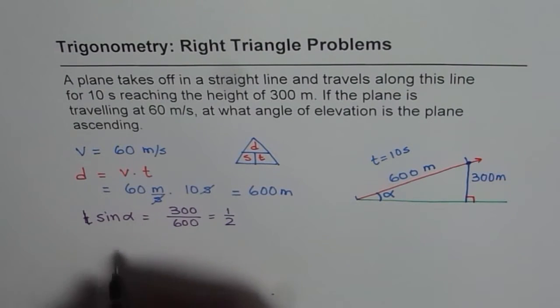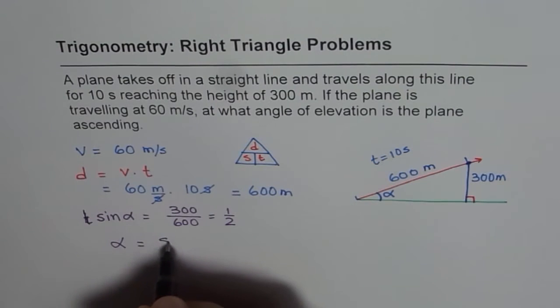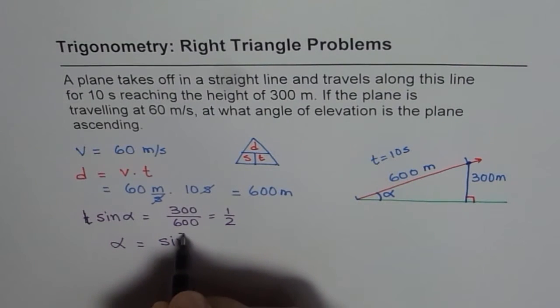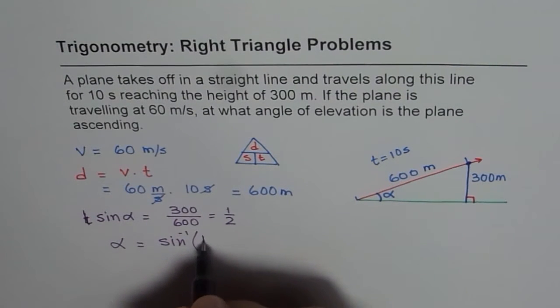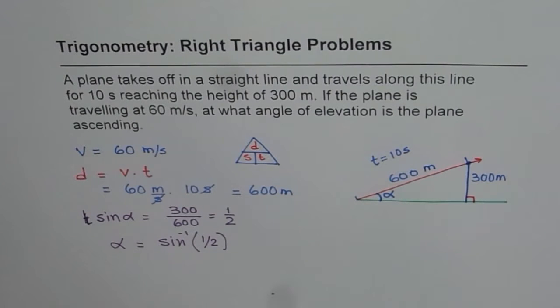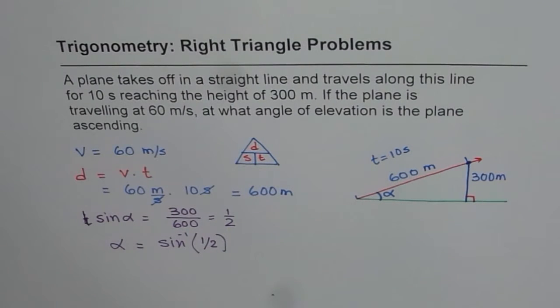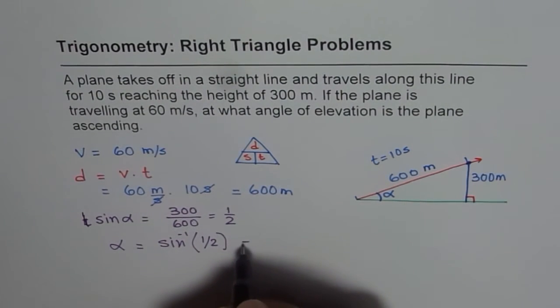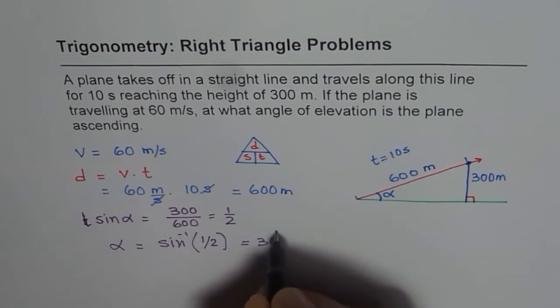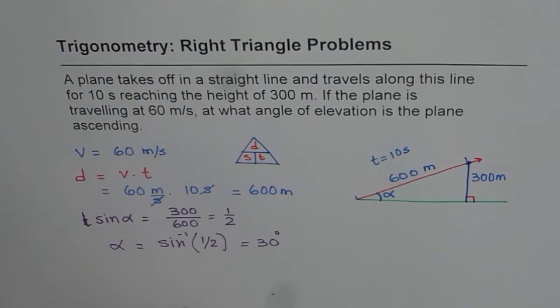And angle alpha can be calculated using sine inverse. So sine inverse of 0.5 or half, we can use the calculator and find the value. So second function, sine inverse of 0.5 equals 30 degrees. So we get an angle of 30 degrees. So that is the angle of elevation.